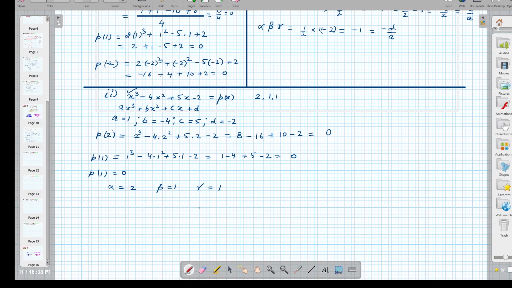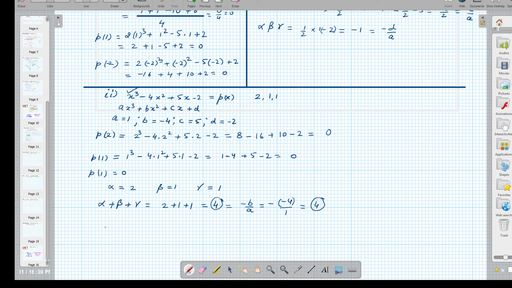So, we can write alpha, beta, gamma in this form. The sum of all the zeros is equal to 2 plus 1 plus 1. That comes out to be 4. We can have the value of b, because the formula is minus b by a. So the value of b here is minus 4 and the value of a is 1. We have 4. So this and this is fine.